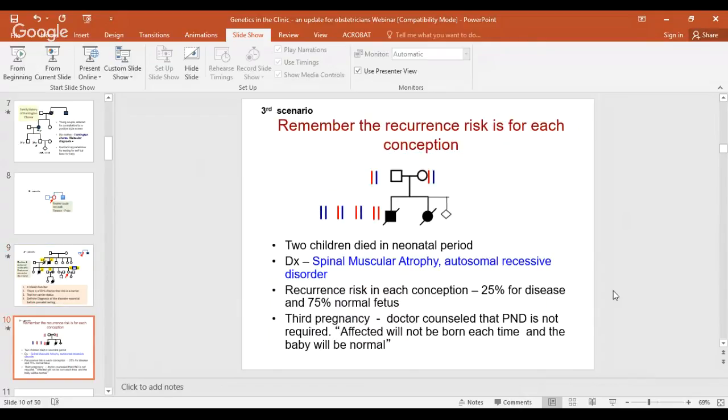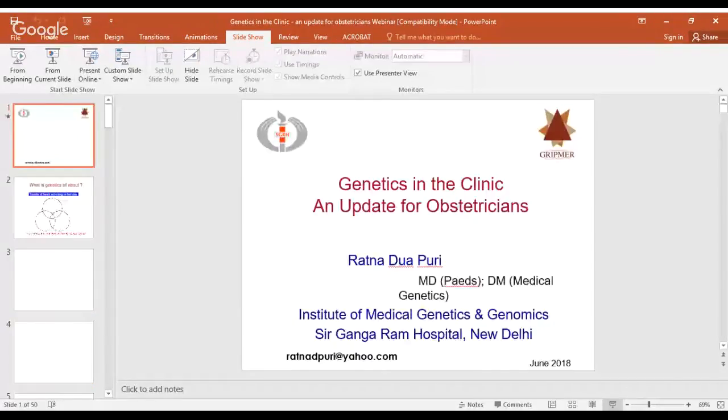Now remember that when we talk about genetic disorders and recurrence risk, it is a risk in each conception. Let me take this common example. Now this example is this family who is pregnant. She knows that 2 children died in the neonatal period, and they were diagnosed to have an autosomal recessive disorder, which is extremely common in India, called spinal muscular atrophy.